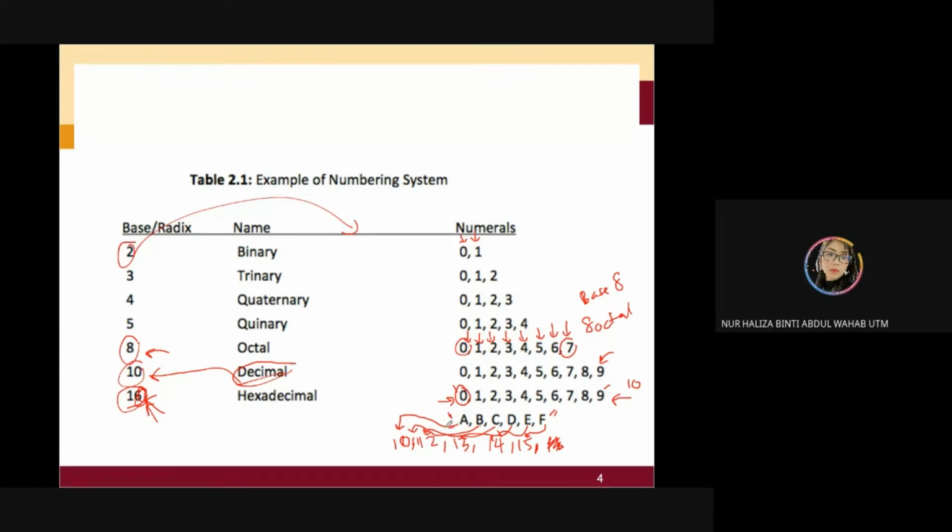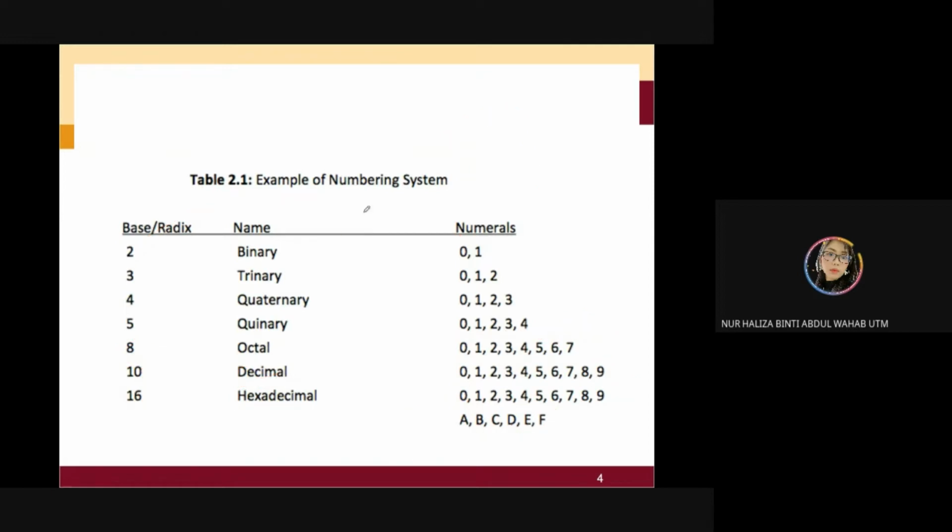If you convert, please try using your scientific calculator. Convert A to decimal, or decimal to hexadecimal, and check whether the value is correct or not. Okay, this is just the overview of your numbering system. So I repeat again, for our DL subject we will use 2, 8, 10, and 16.